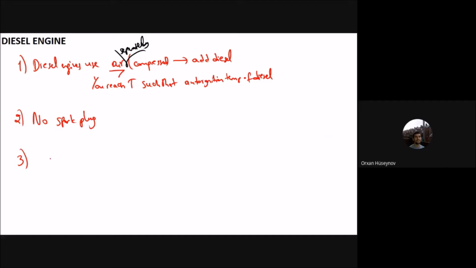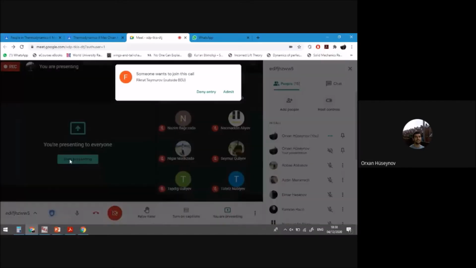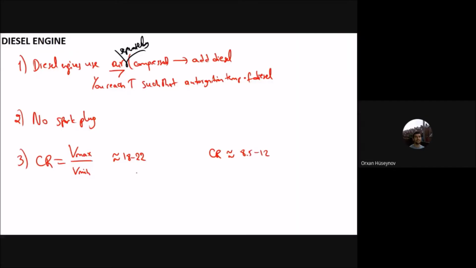One more important difference is the compression ratio. If you remember, it was the maximum volume divided by the minimum volume. For diesel engines, this compression ratio is about 18 to 22. But for petrol engines, it's about 8.5 to 12. Since the compression ratio for diesel engines is very large, you have a bulky system. Therefore, the diesel engines are bulky.